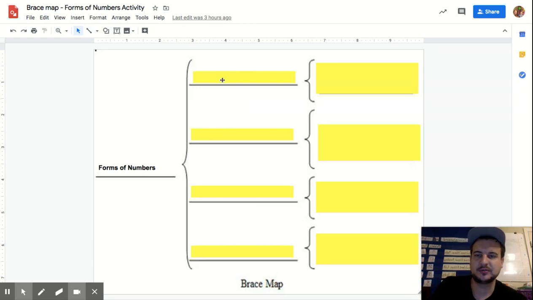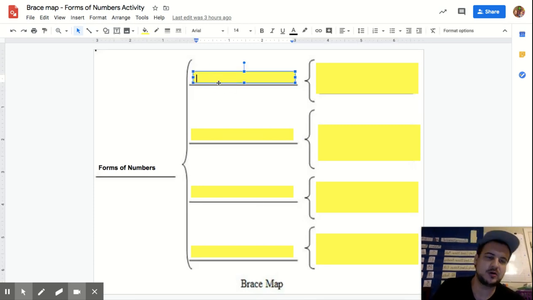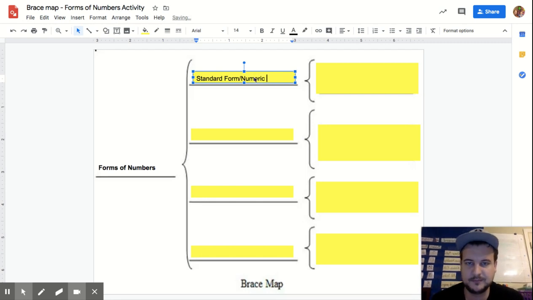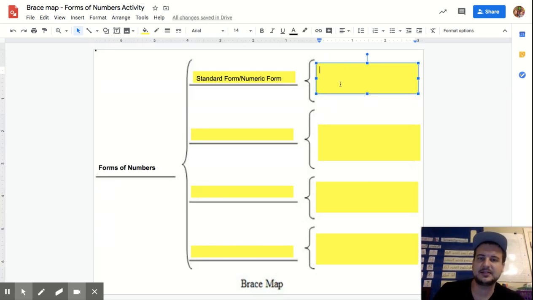Now the first form of number. This is the one you already know. You didn't even realize you knew it. It's called standard, or some fancy people have started calling it numeric form. So standard or numeric form. And basically all that means is using digits and place value.